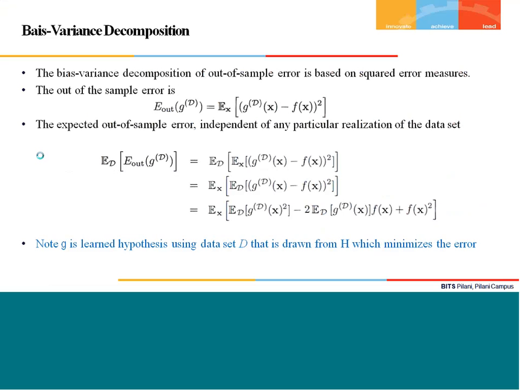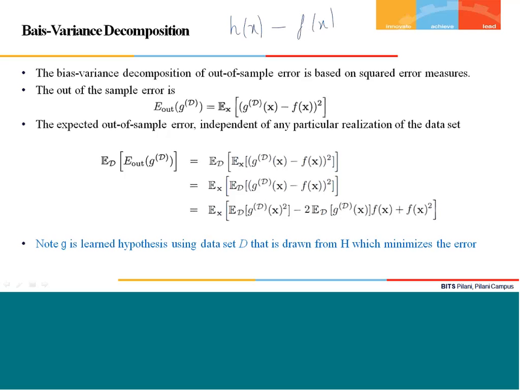Okay. So, bias variance decomposition of out of sample error. Out of sample means the error on data which was not used in training, and it is based on square error measurements. What I'm trying to say is that we will show the bias variance decomposition using this squared error formula. If you remember, what the squared error formula was: you have some hypothesis and you had some true function.